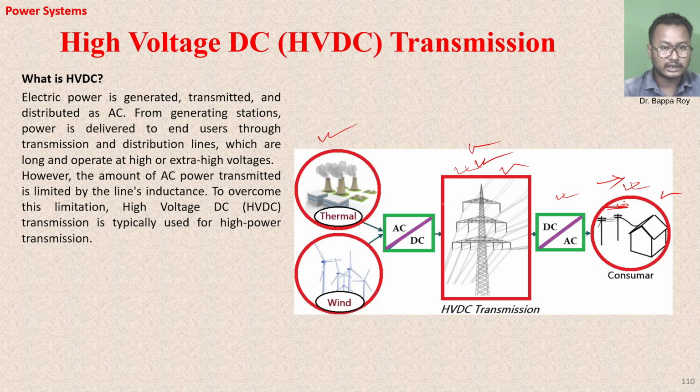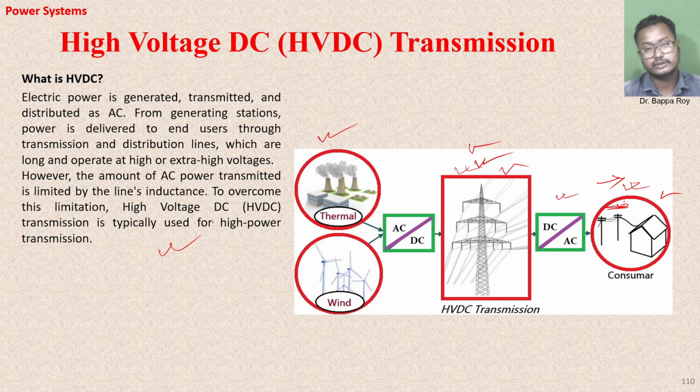However, the amount of AC power transmitted is limited by the line inductance, or impedance. One problem is the skin effect in the AC line. If you don't know about skin effect, I have made videos on it, you can check those. To overcome these limitations, high voltage DC transmission lines are typically used for high power transmission.